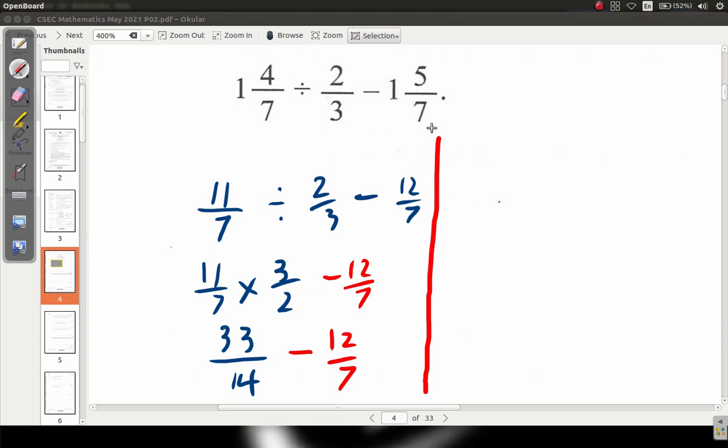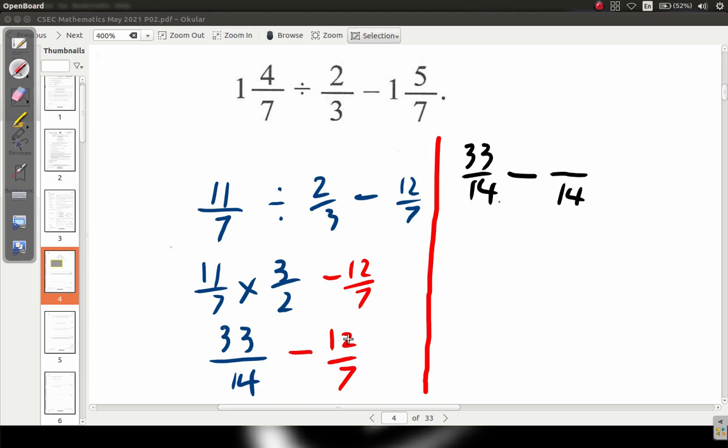Now, here, what you have? 33 over 14 minus 12 over 7. So 33 fourteenths minus 12 sevenths. One of the things you can do is draw the line and find the LCM, but let's use common denominators. We want something over 14. So you have 33 fourteenths minus something else over 14, you just minus the two numbers, up at top.